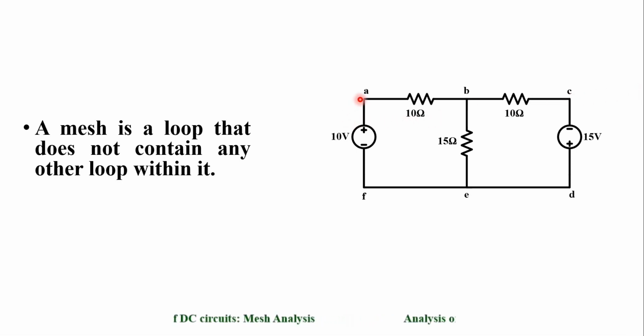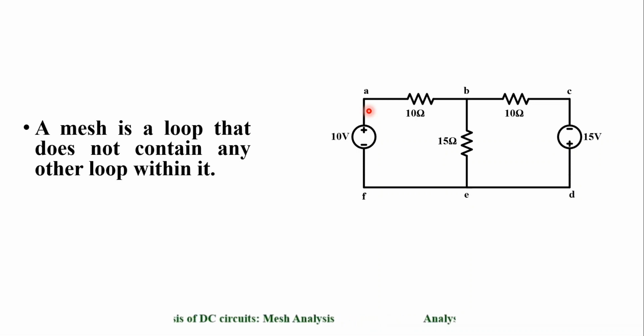In this electrical circuit, A, B, E, F, A is a closed loop, and this closed loop does not contain any other loop inside it. So this will be known as a mesh. Likewise, B, C, D, E, B will also be a mesh. While A, B, C, D, E, F, A, this outer closed loop, contains two loops inside it. So that's why this outer closed loop will not be known as a mesh. So in this electrical circuit we have two meshes.